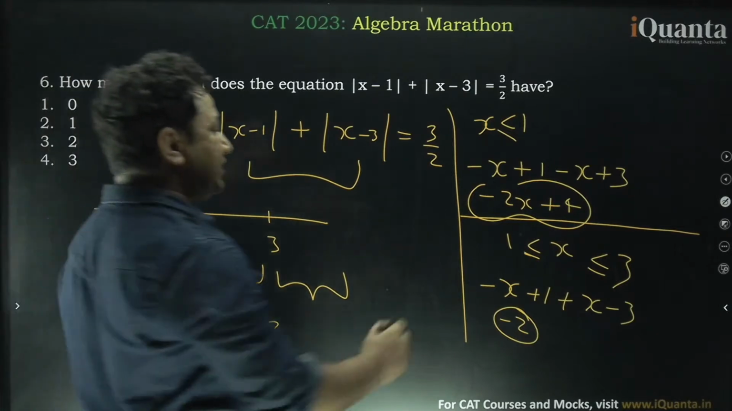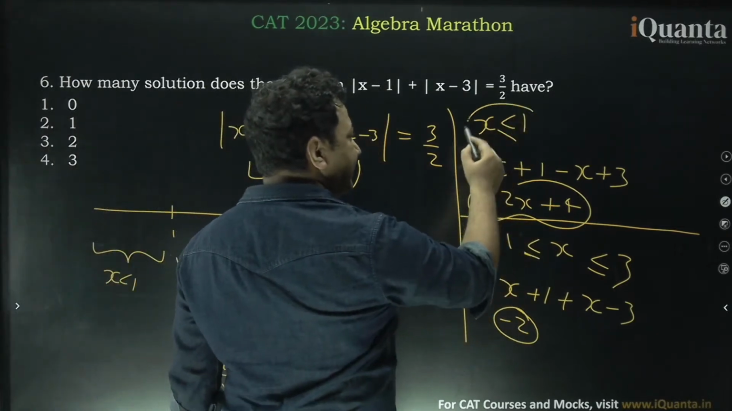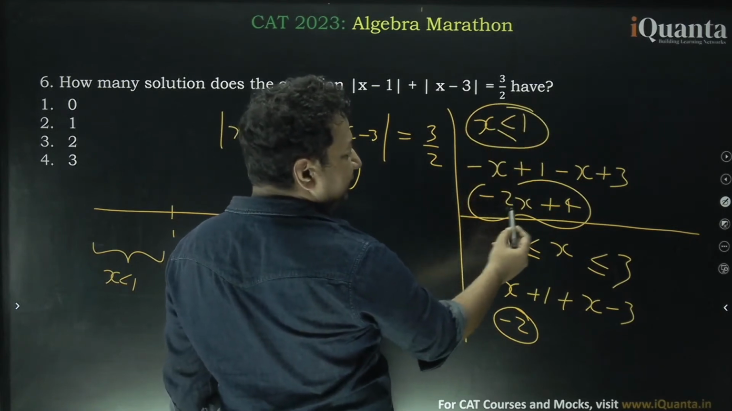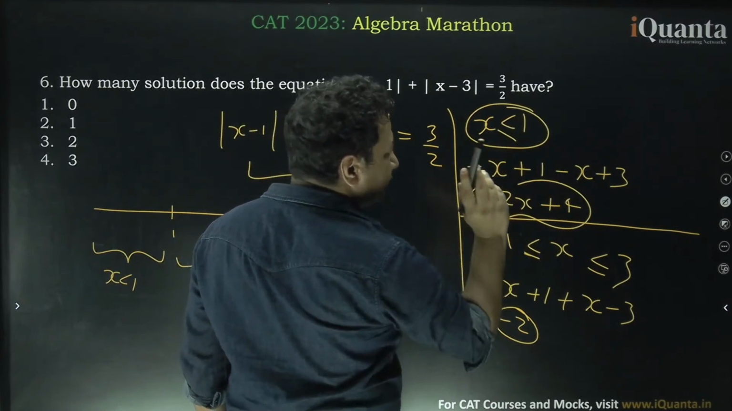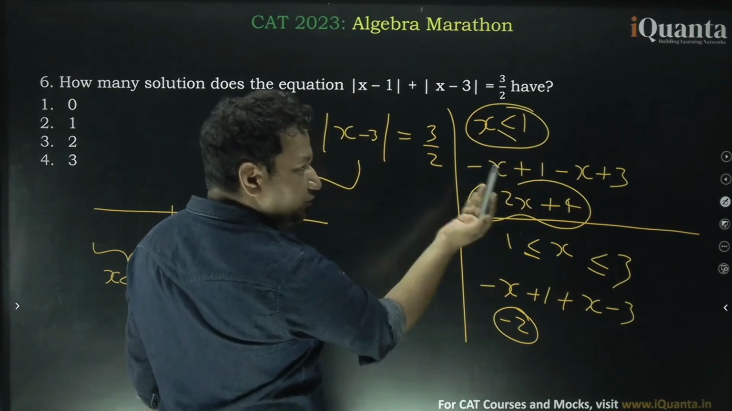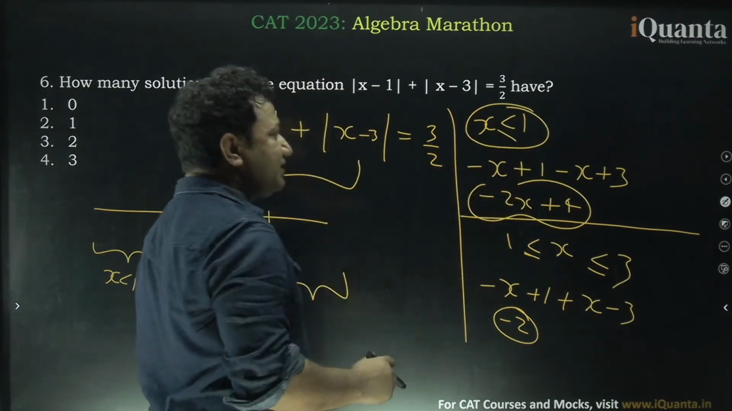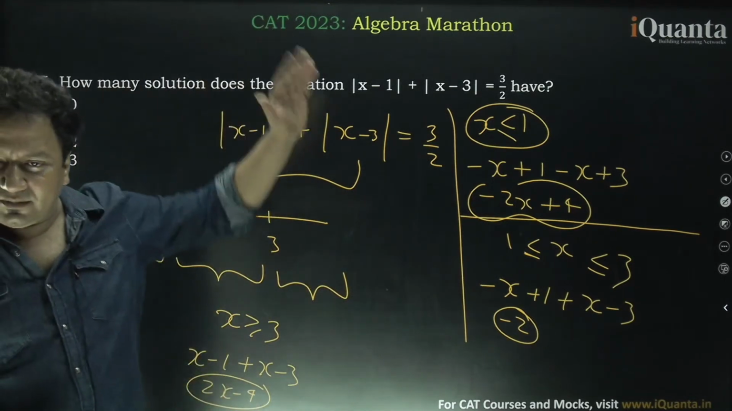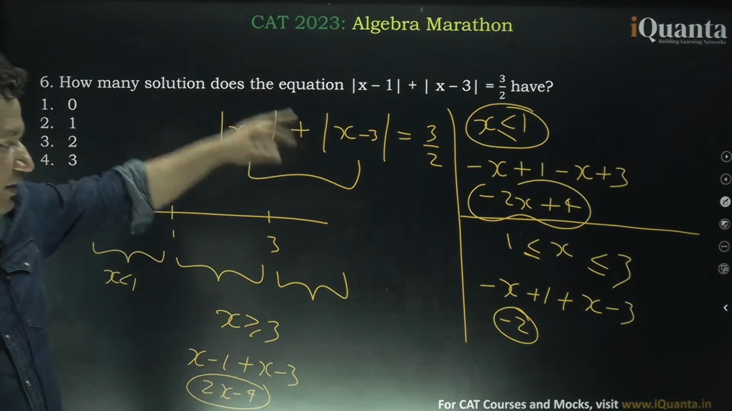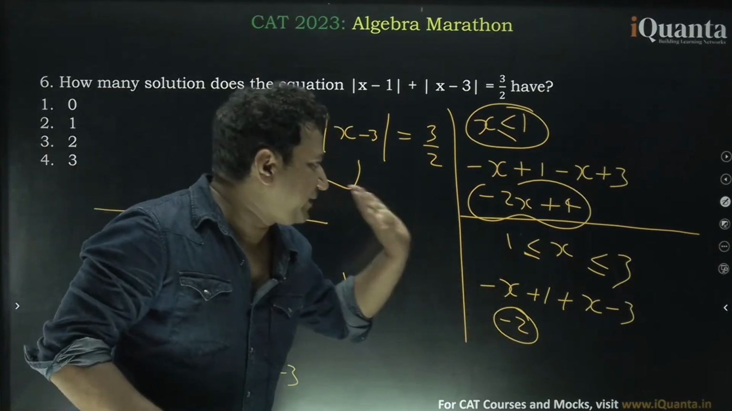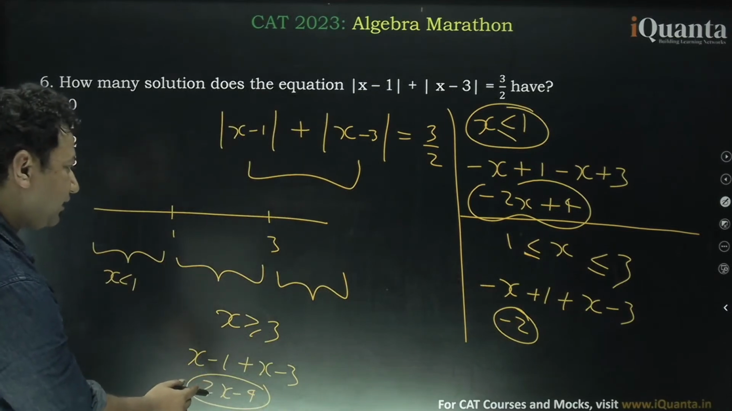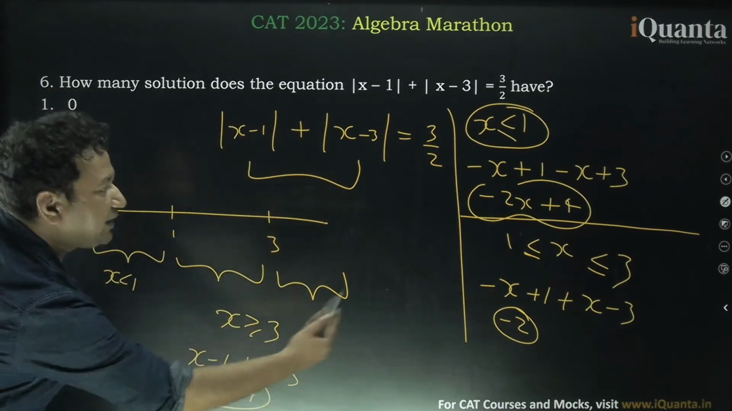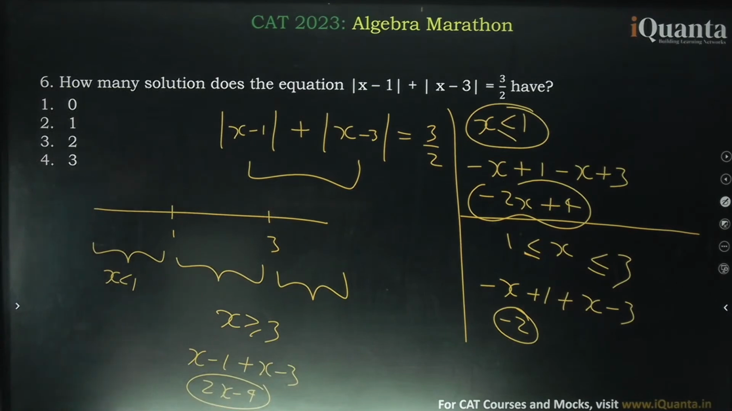Batao, minus 2x plus 4 and x is less than or equal to 1. So we put 1 over here, you will get 2, right? At 1 you will get 2. If you move below 1, if you put 0, you'll get 4. So basically, if I take something less than 1, the graph is increasing. Here, whatever you take, the minimum value is minus 2. Here, if you take something more than 3, the graph will again be increasing. Yes or no? That's right.